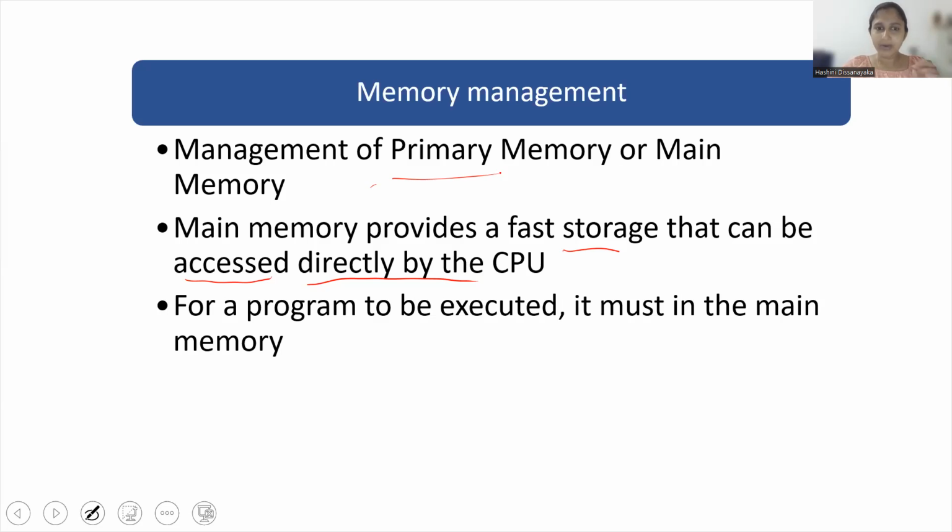For a program to be executed, it must be in the main memory. If there is any kind of software, the first thing is that it should come to the RAM. To run anything inside the machine, it must first arrive in the main memory.